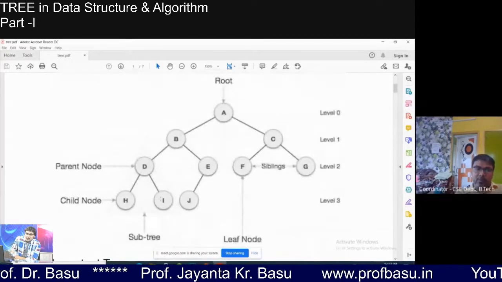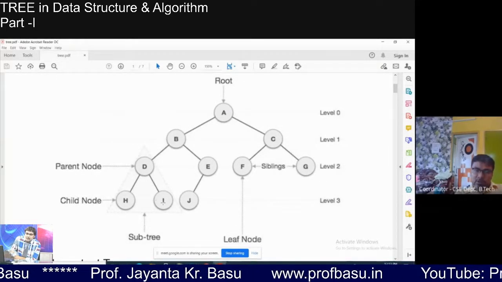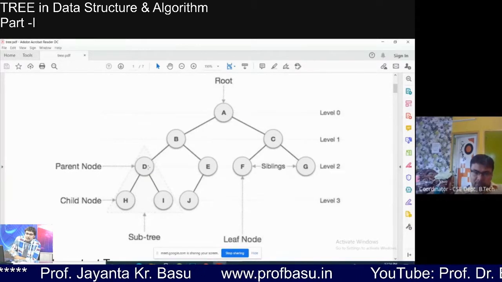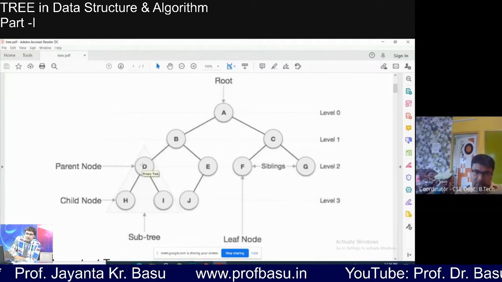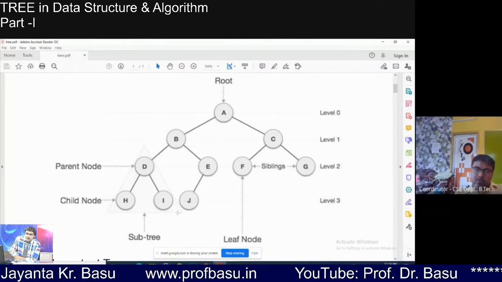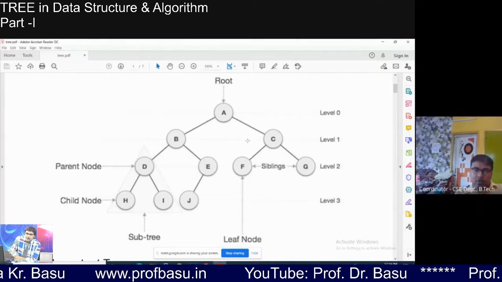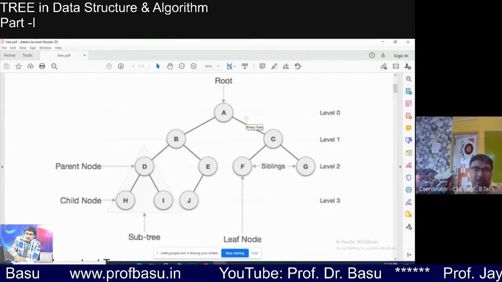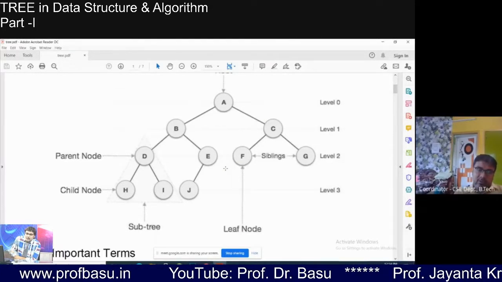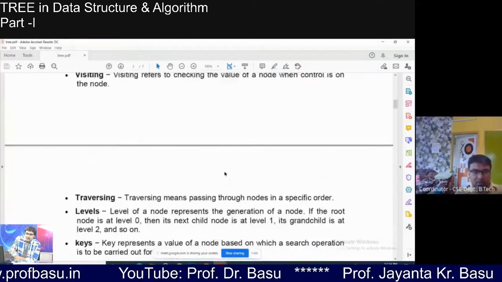Visiting means the goal is that I will reach the D node, so this is called visiting. I will visit and stop here. A traversal means my purpose is to traverse, just to monitor the whole tree, or to display the entire tree. I may traverse the entire tree. So this is the minor difference between traversal and visiting.